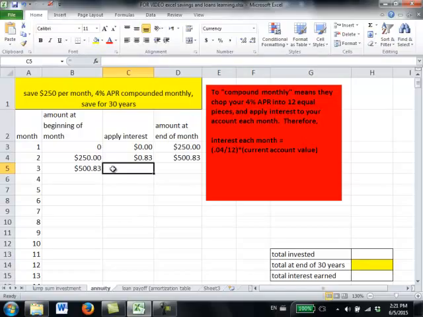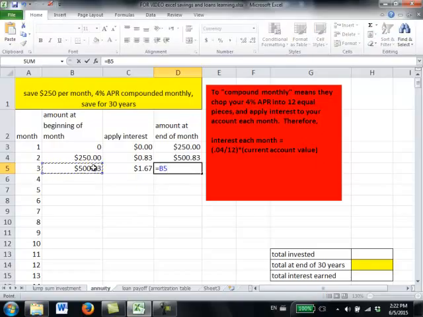The interest I get should equal 0.04 over 12 times the amount I have in the account. So cell B5. So this month they give me some more interest, $1.67 in interest, because they're taking that percentage of a bigger amount in the account. So I gained more interest. So how much will I have at the end of this month? At the end of this month, I should have an amount equal to the amount I had at the beginning of the month, so cell B5, plus the interest they gave me, so cell C5, plus I'm going to add another $250 to the account. All right, so there's a pattern.